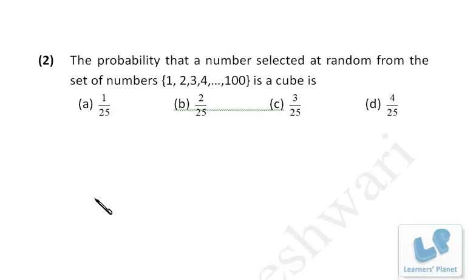Now friends, let's see this problem. The probability that a number selected at random from the set of numbers is a cube. Now if it has to be a cube, then we have 1, the cube of 2 is 8, cube of 3 is 27, 64. So we have just 4 choices, right? So 4 out of 100, that's 1 by 25, right?